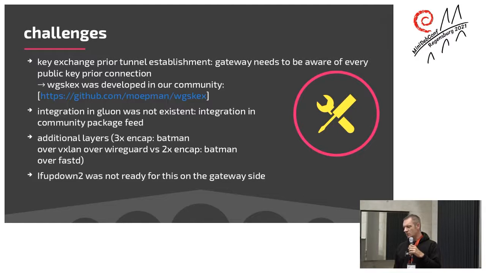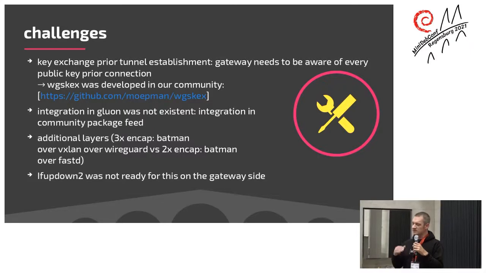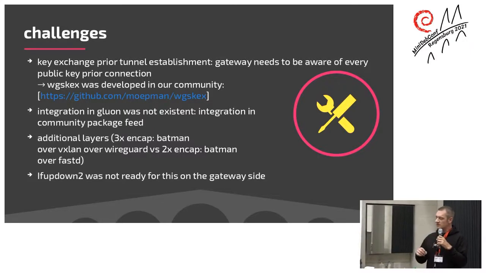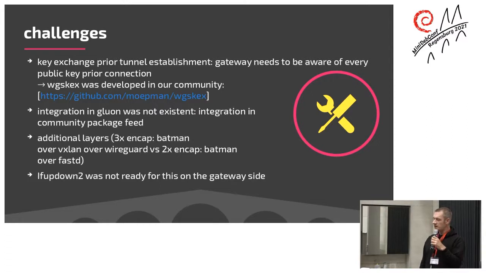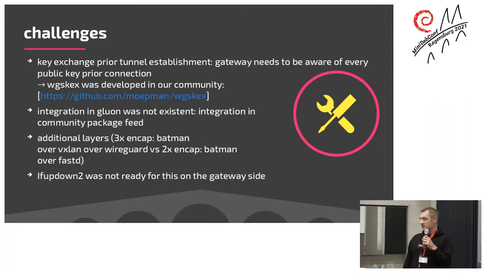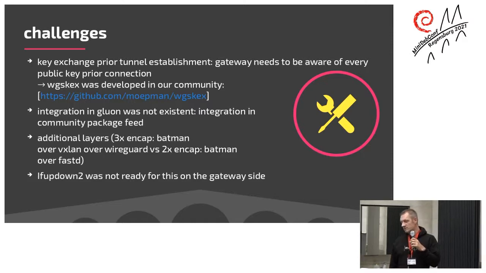Then we were not sure if we would have a performance penalty because we added an additional layer in our VPN connection. Currently we are running Batman over VXLAN over WireGuard, compared to two layers in the FastD approach, which was Batman on FastD. But it turned out to be relatively good. On the gateway side, it was a little bit difficult to accommodate the network stack for this layered approach. The ifupdown package was not ready yet, so some manual tinkering had to be done. Meanwhile, this is fixed.